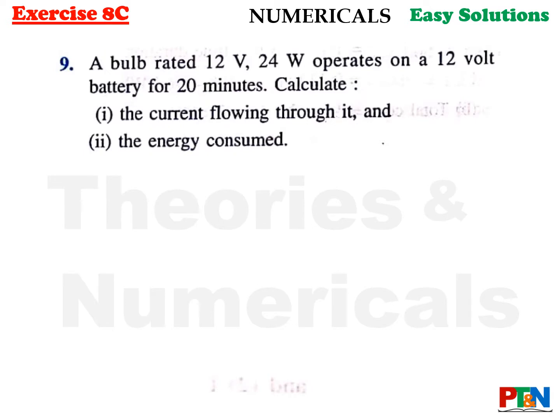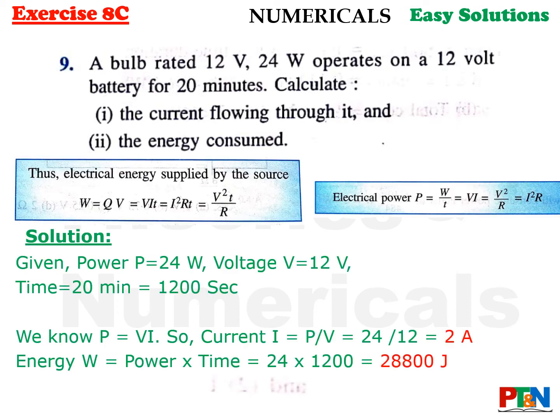Next one. A bulb rated 12 volt 24 watt operates on a 12 volt battery. For 20 minutes, calculate the current flowing through it and energy consumed. Straight away formula. Nothing much to work. Easiest numericals. Right application of formula.